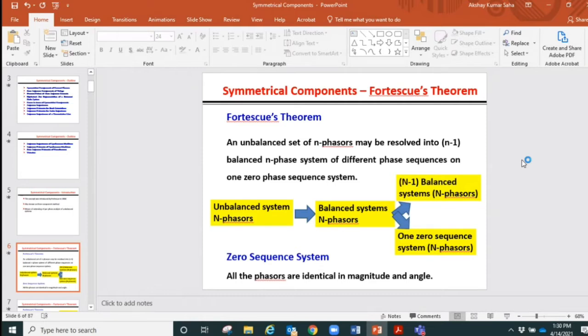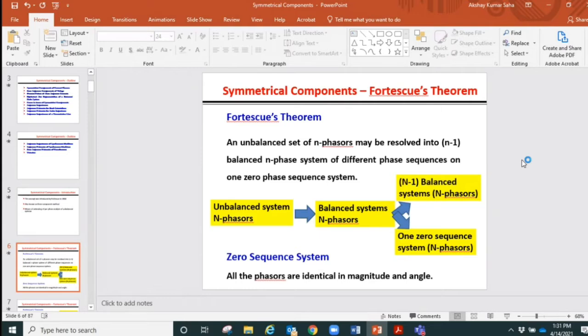Now, as we have three phases in our practical or real life, ABC or RYB or UVW, what are the possible phase sequences we can get out of this three-phase system? Like we have already said, ABC, RYB. So that's one. Is there any other possible combination that we can get?